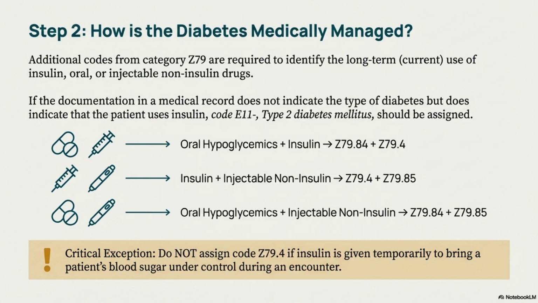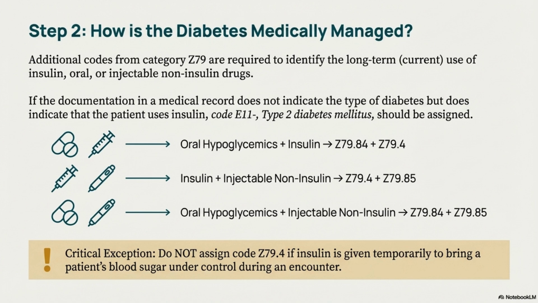Now let's shift into medication management, because this is where our Z79 codes come into play. We use Z79 codes to show long-term, current use of diabetes medications. These codes help paint a clear picture of how the patient's diabetes is being managed. They apply to long-term therapy with insulin, oral hypoglycemics, and injectable non-insulin medications.